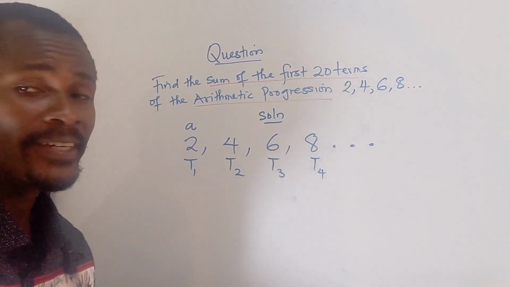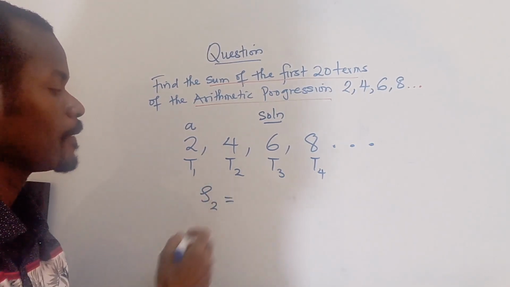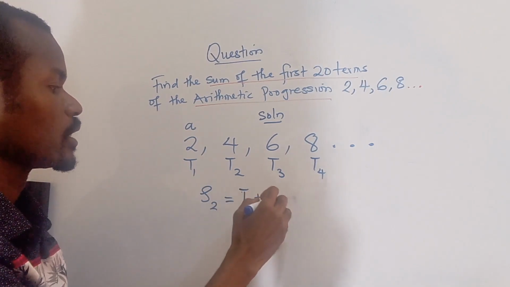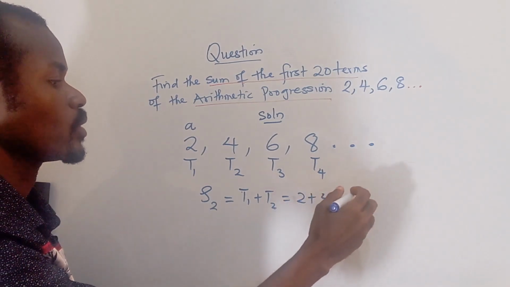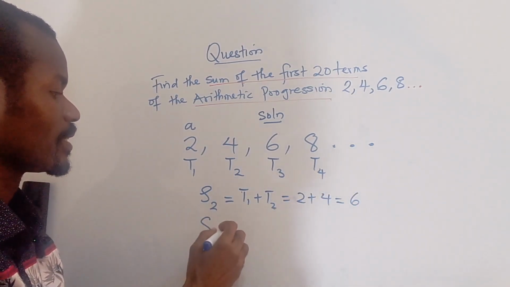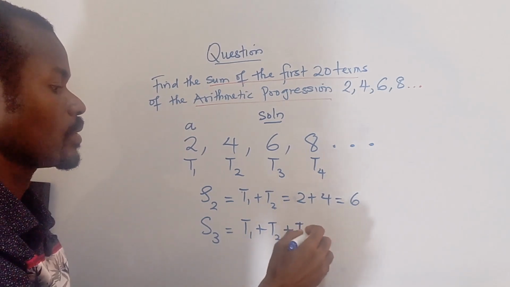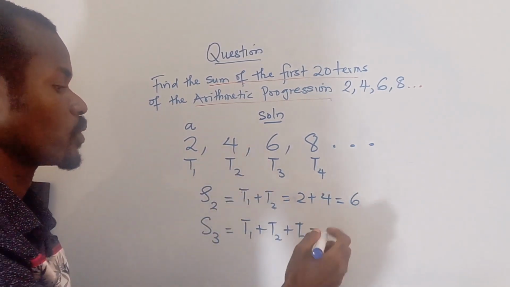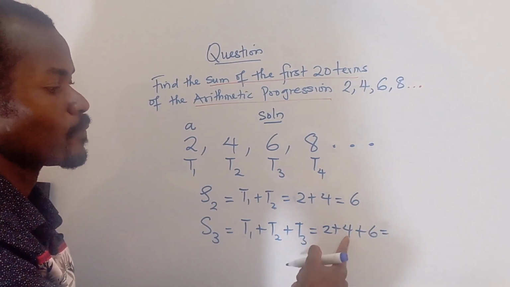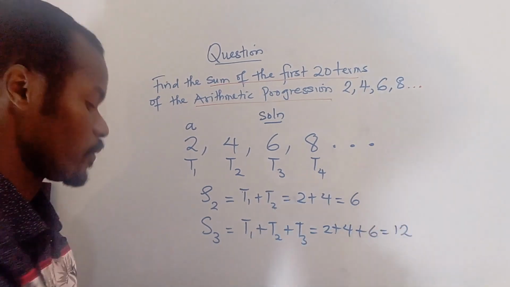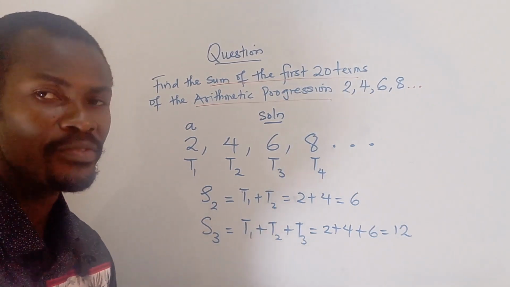Now, the idea is this. If I say the sum of two terms, it means T1 plus T2, which will be 2 plus 4. So that will give us 6. If I say S3, that will give us T1 plus T2 plus T3. So that will give us 2 plus 4 plus 6. And 2 plus 4 is 6, plus 6 is going to give us 12. So this is the basic idea in finding the sum of terms.